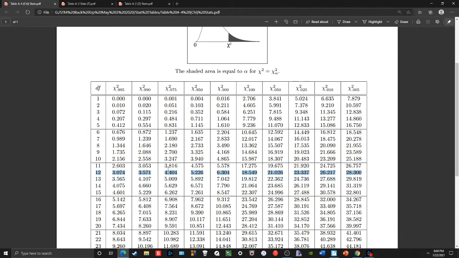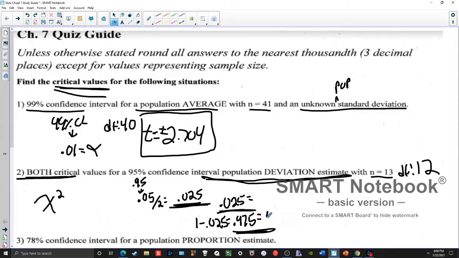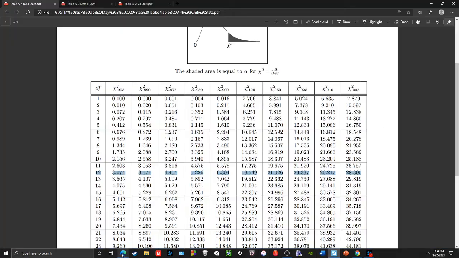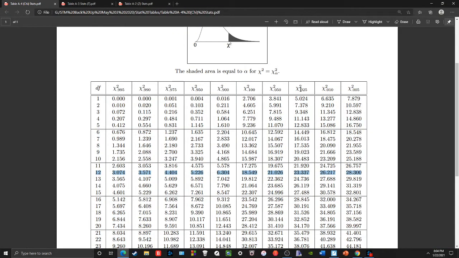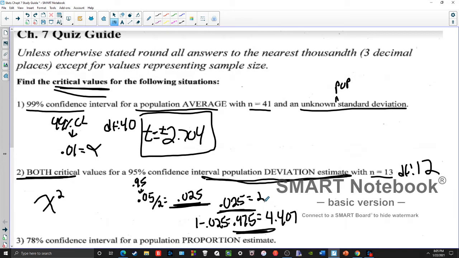So 4.404 is my target chi-squared for the 0.975 column, right? So for the right end of the spectrum, essentially, 4.404. And then for the other part of my chi-squared, I'm going to look up 0.025. So here is 0.025 right there. Look down to the 12th degree of freedom. You get 23.337. And those are your two critical values, right?